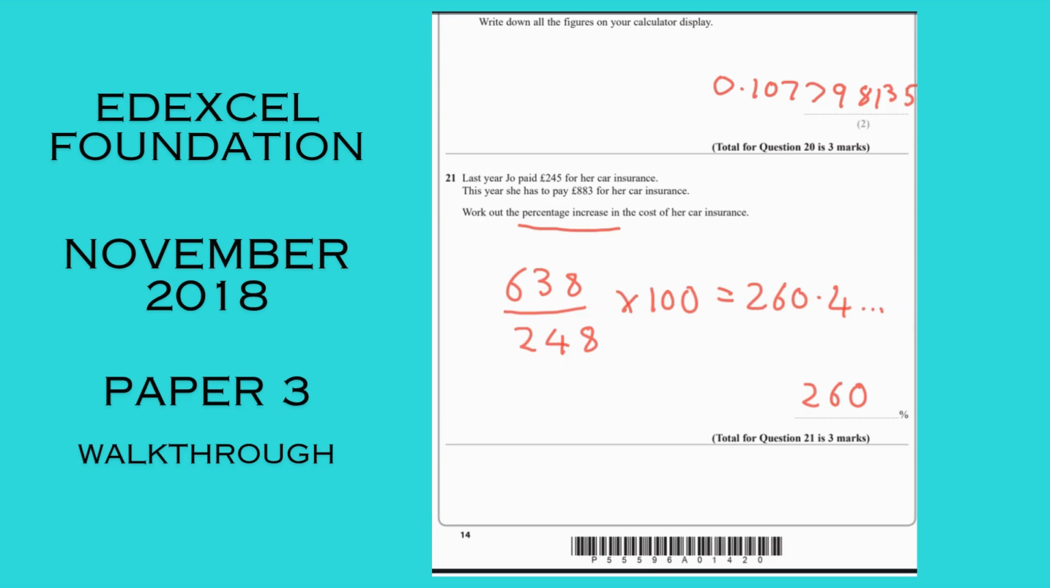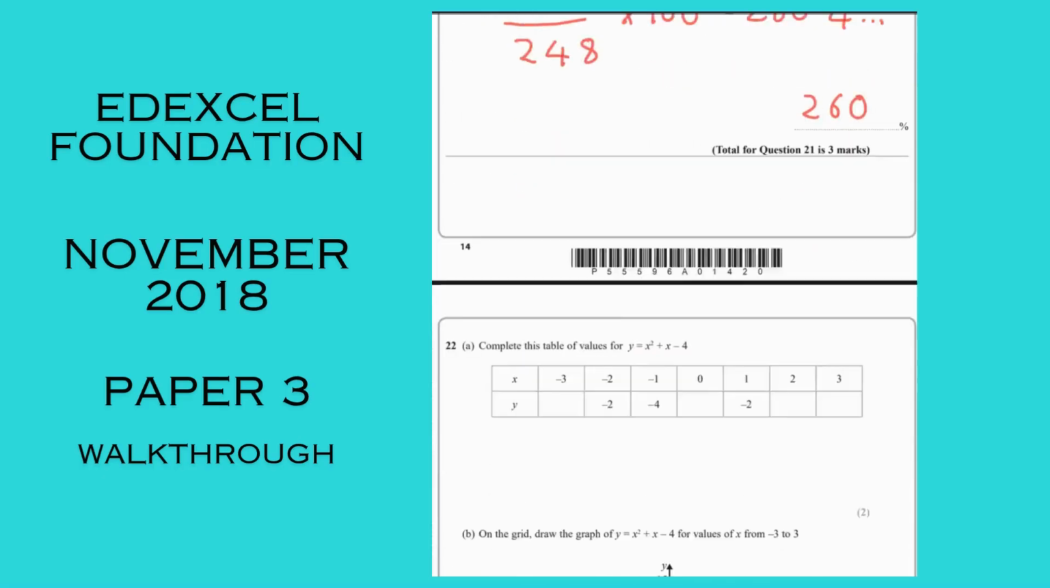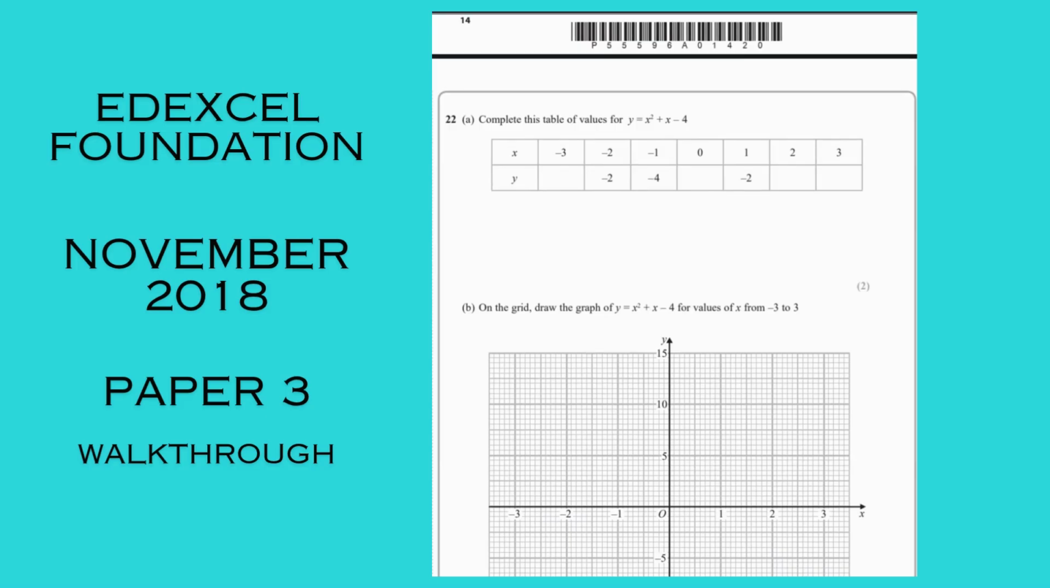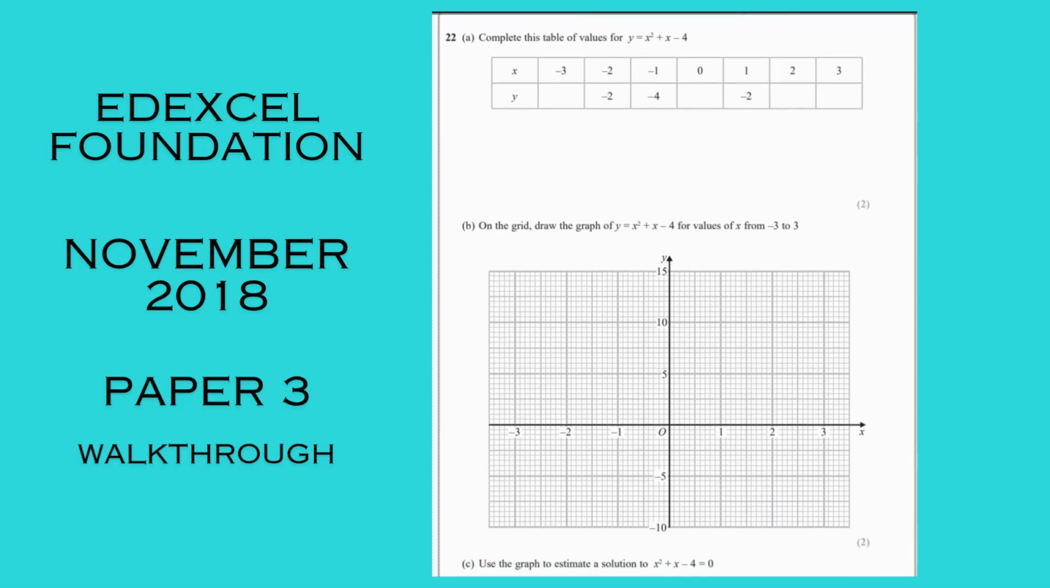Doesn't sound right. I know people aren't a fan when percentages go above 100, but it can happen. Look at the numbers. It's way more than double the amount. So it's 260. Absolutely makes sense.